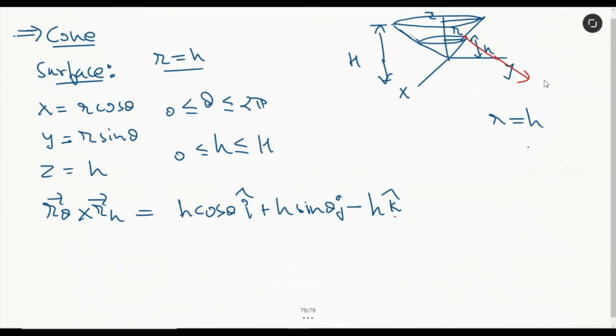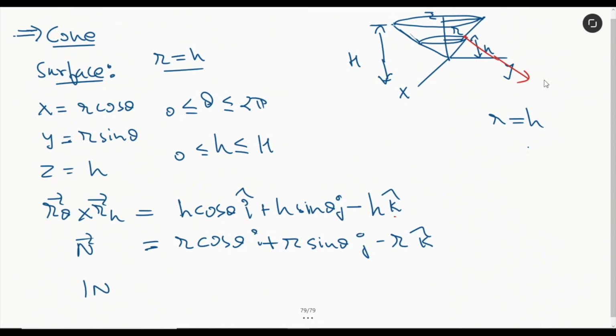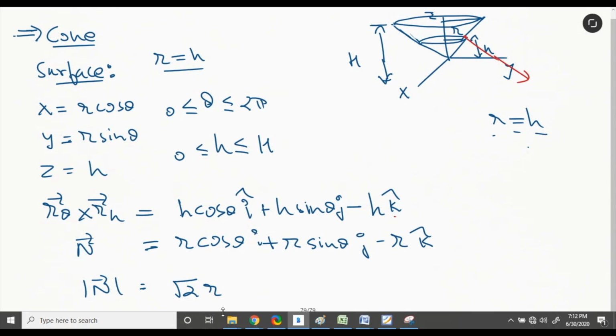And you can also write it as r cos theta plus r sine theta j cap minus r k cap. So this is your normal vector, and the magnitude for this is going to be root 2 times of r. This is only the case when we have r equal to h. For other cases it may vary.